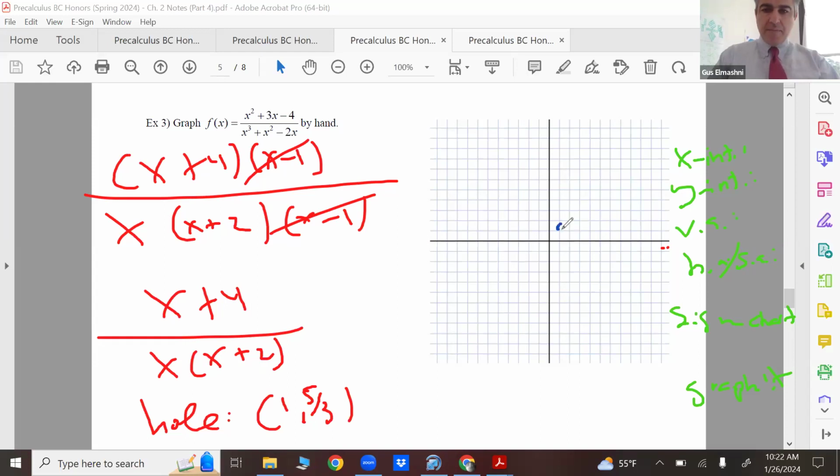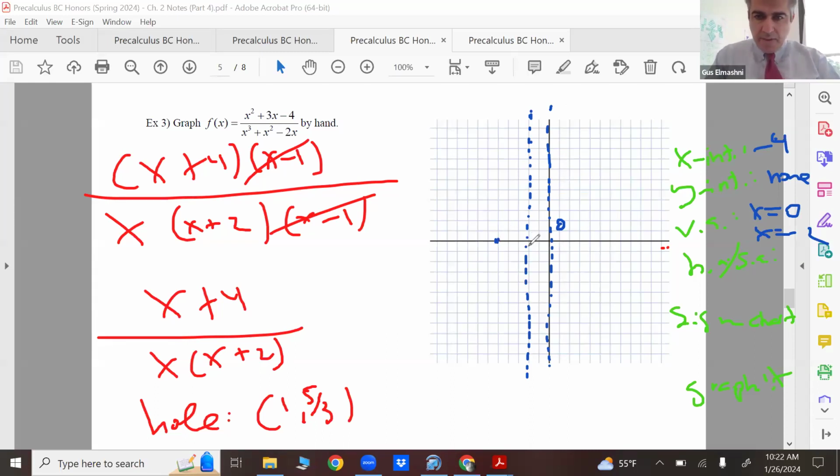So I got that out of the way. Okay, the x-intercept is easy, -4. The y-intercept, there is none. In fact, we have a vertical asymptote here, and we have another vertical asymptote at -2 and -4. Here we go. Hold on, I'm just off today too. There we go. Okay.